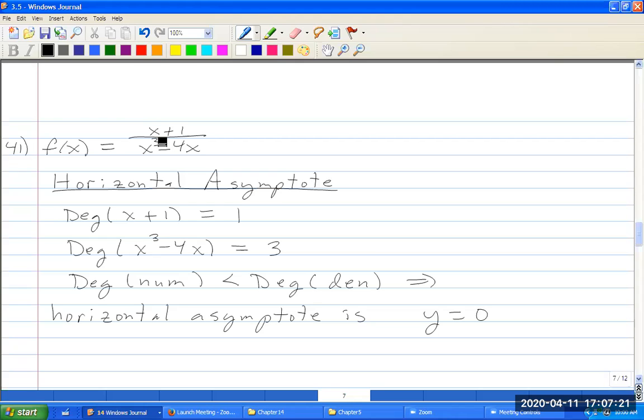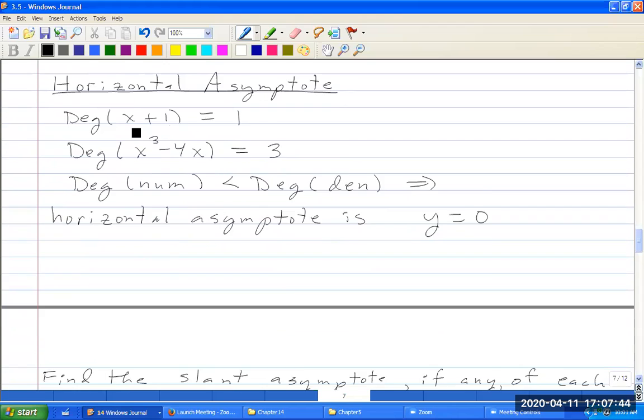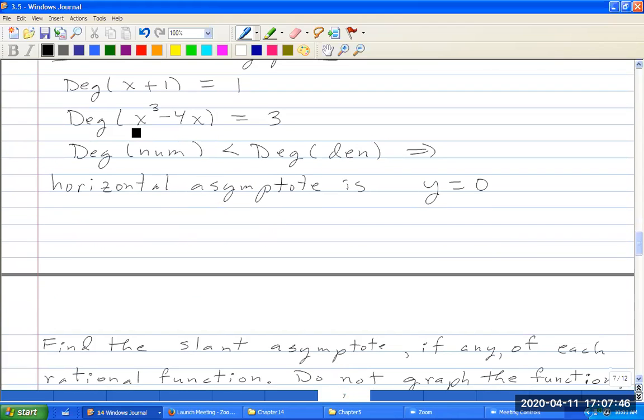If the degree of the numerator is larger than the degree of the denominator, then there is no horizontal asymptote. There's going to be some other asymptotic behavior. If the degree of the numerator is the same as the degree of the denominator, then the horizontal asymptote would just be the ratio of the leading order coefficients for the numerator and denominator. Let me look at this a different way. Let's look at asymptotic behavior.